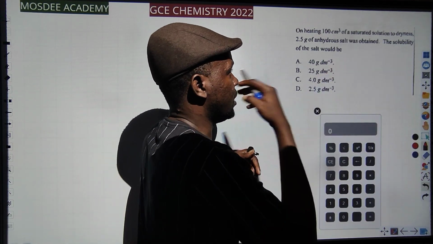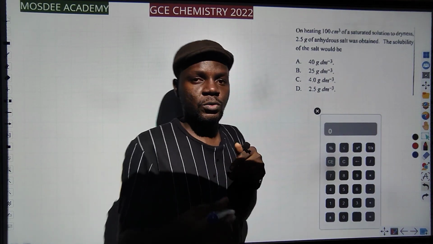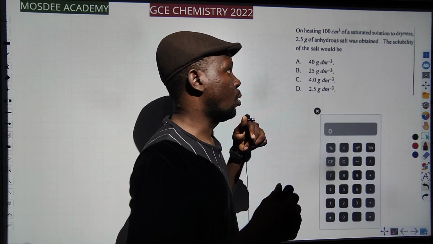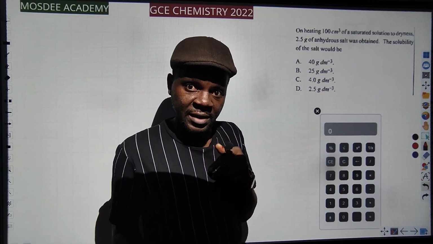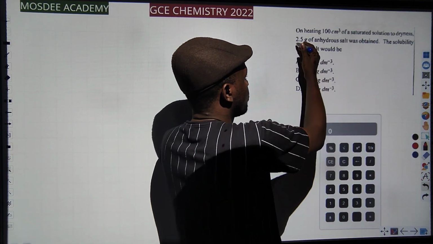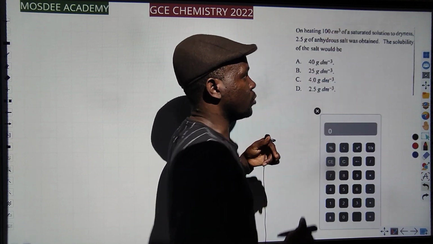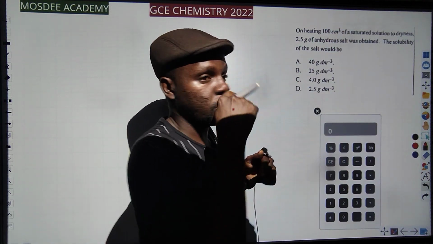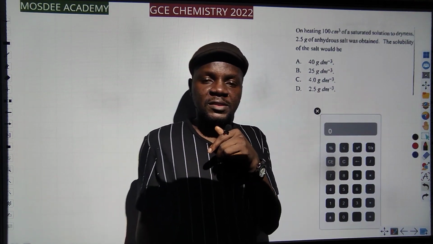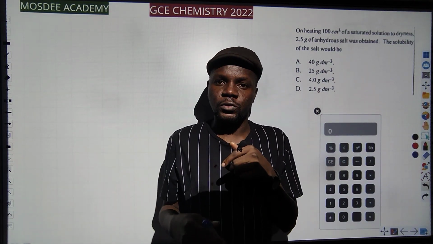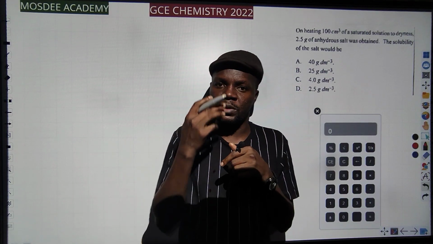Now, it was dried. When there is no water, we have 2.5 grams of the anhydrous salt. Anhydrous means it contains no more water of crystallization. This was obtained when it was dried. The solubility of the salt, look at the options. All options are in gram per dm cube. So if you have that, you just use the definition of solubility in gram.